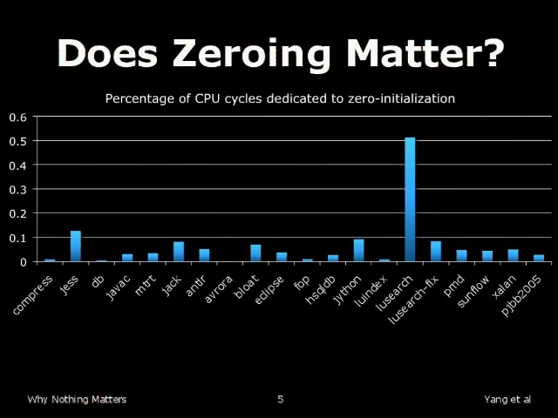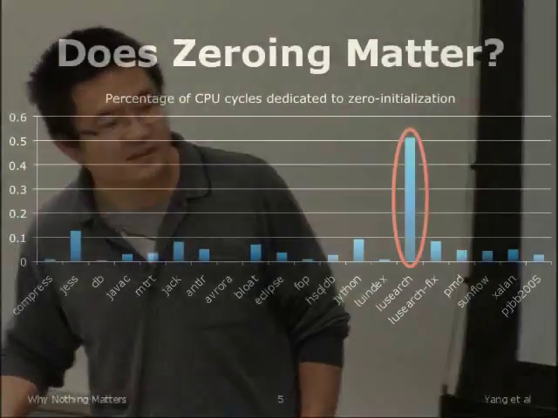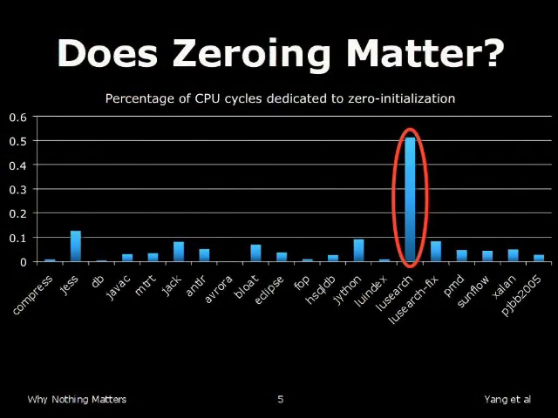So we measure the percentage of CPU cycles spent on zeroing across about 19 Java benchmarks. And you can see that one benchmark is weird. It spends about 50% of CPU cycles. Is that percentage or fraction? So is that 0.6%? No, it's 50%. So it's a fraction.